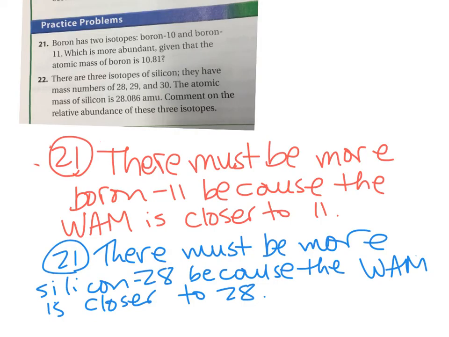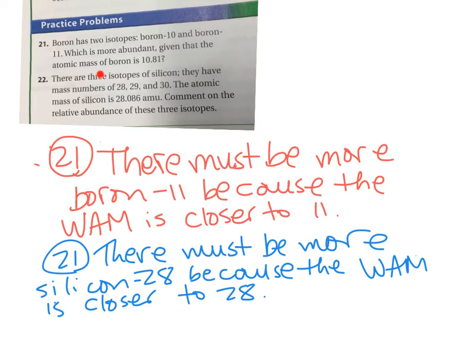When you look at these problems, they're just talking about the theory of weighted average mass. So in 21 they say boron has 2 isotopes, boron 10 and boron 11. Which is more abundant if the atomic mass, or the weighted average mass, is 10.81? Because this is closer to 11, we know that there must be more boron 11.